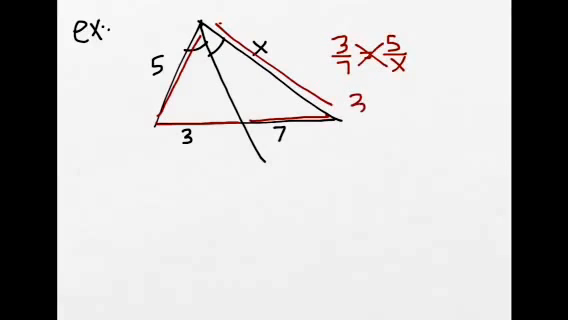So we can cross multiply and we get that 3x is equal to 35. So x is equal to 35 sevenths, okay?